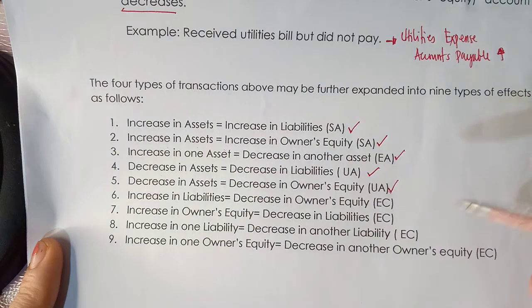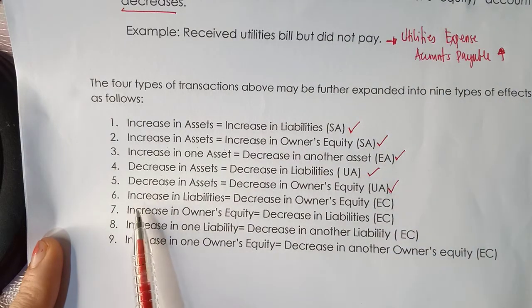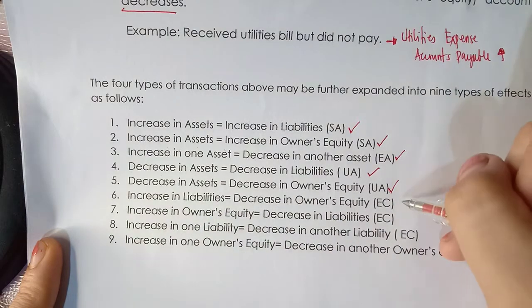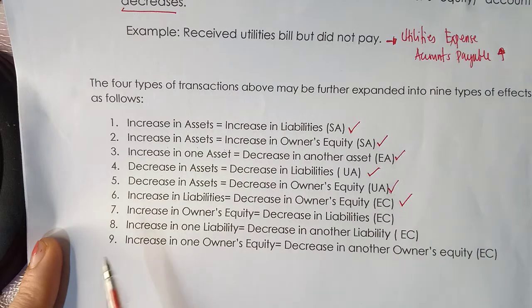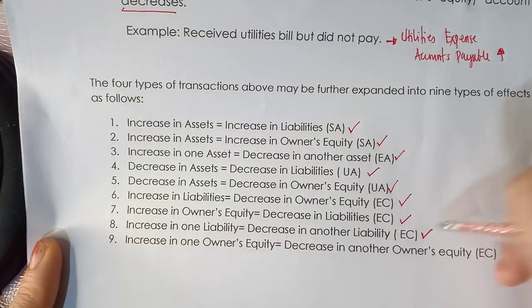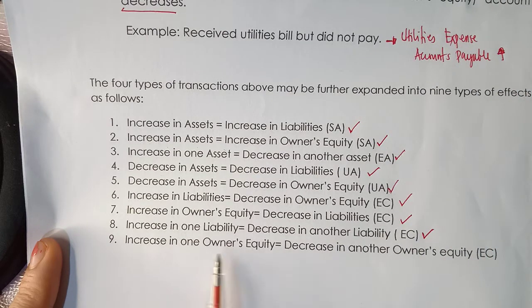So, UA. So, familiarize this, class ha. So, next is increase in liabilities is equal to decrease in owner's equity. So, that is called the exchange of claims. And when we say increase in owner's equity is equal to decrease in liabilities, it is also called the exchange of claims. Increase in one liability is equal to decrease in another liability. So that is exchange of claims, and increase in one owner's equity is equal to decrease in another owner's equity. That is called the exchange of claims.